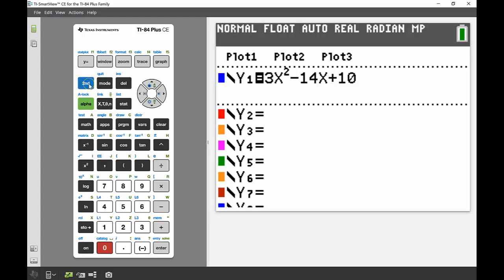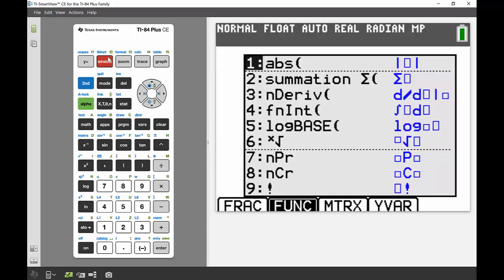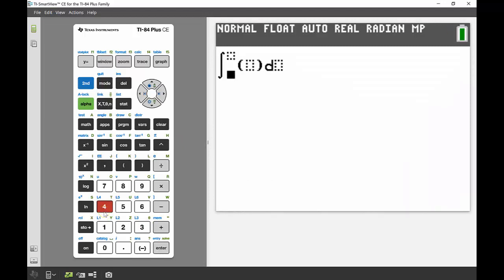Okay, now my question asked me to find the displacement in the first 8 seconds. To do that, I'm going to use my integration preset formula, which I can find under my alpha F2 math menu. You can also find it under just the regular math menu, but this one's definitely much quicker. So number 4 is my integral, you can see it there, fnInt. And here we can fill in this template. My upper limit, I'm finding between my first 8 seconds, so my lower limit is going to be 0, my upper limit is going to be 8.